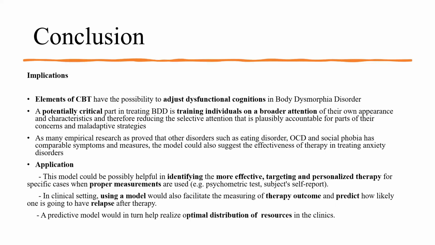For that, it would need to be combined with proper measurements like psychometric tests or subject self-report to create a more individual model. But we think that something like this could help to predict therapy outcomes and also predict what would happen after therapy, because that was the crucial part in our model. What will happen to the learned cognitions and to the self-regulatory mechanisms after therapy?